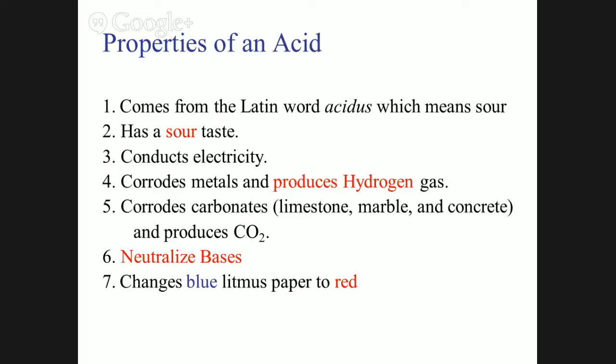Acids, of course, neutralize bases. So sort of counteracts the properties of a base. And acids change blue litmus paper to red.